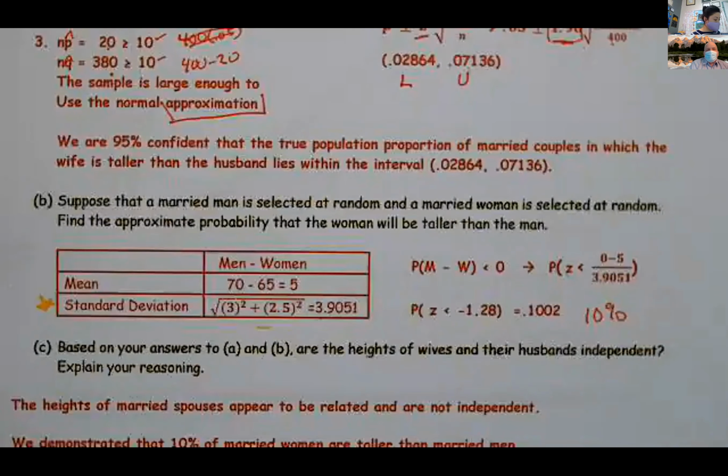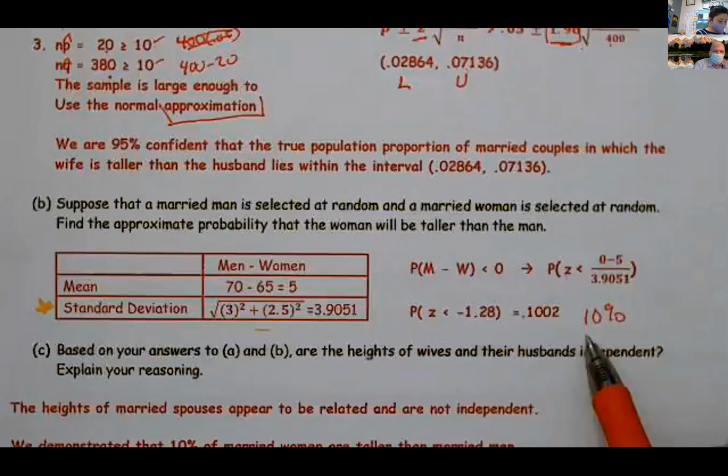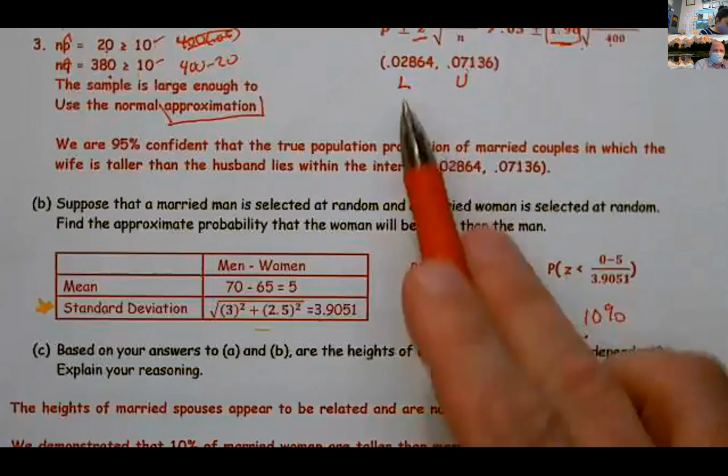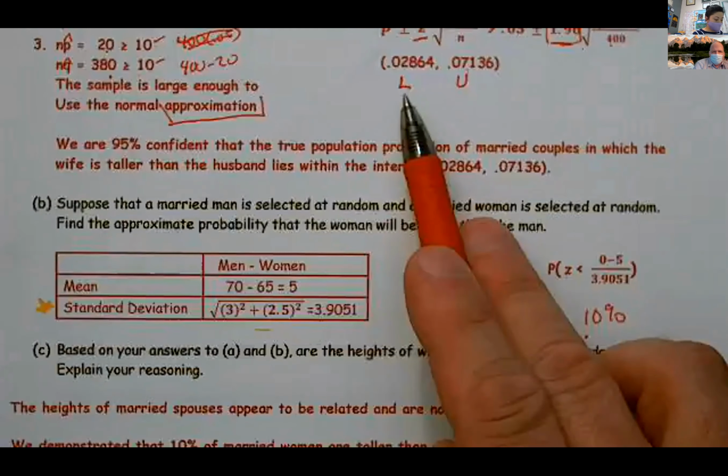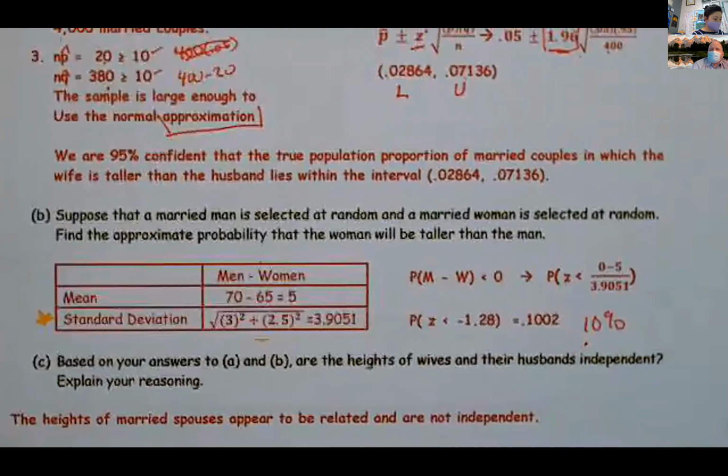So based on your answers to A and B, are the heights of wives and their husbands independent? Explain your reasoning. And I'm like, well, what were my answers? Well, my answer here was 10%, and my answer here was a confidence interval. So those are my answers.